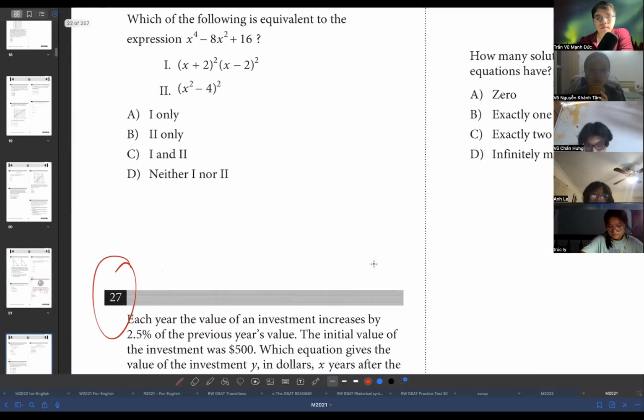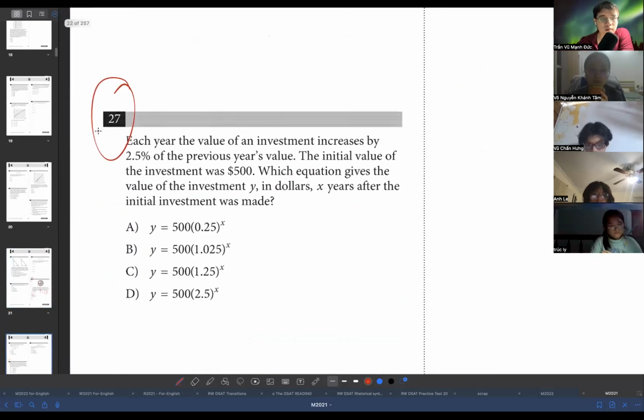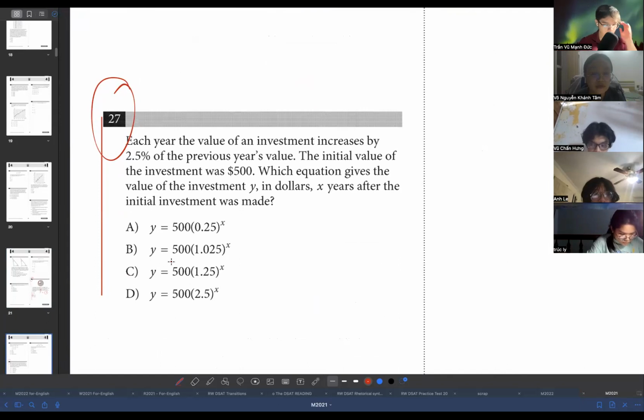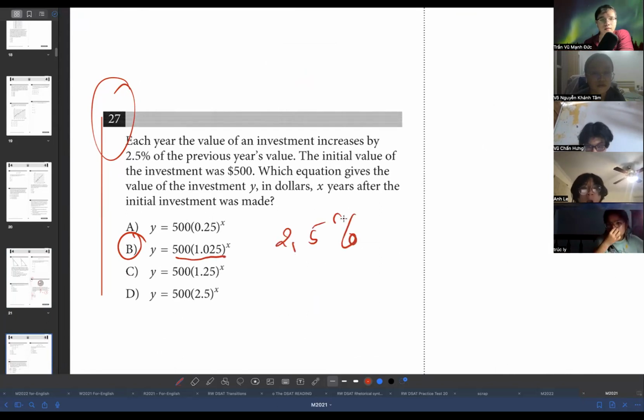All right, next one. Let's come back to Thumb. Do this quickly for me. B. What is the initial value? 500. After how many years will this be increased by 2.5%? After how many years?